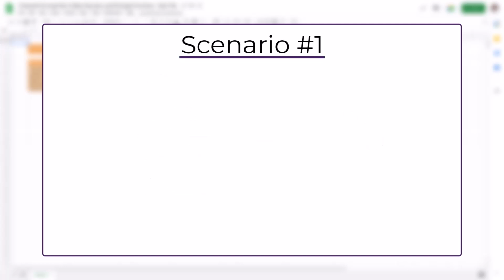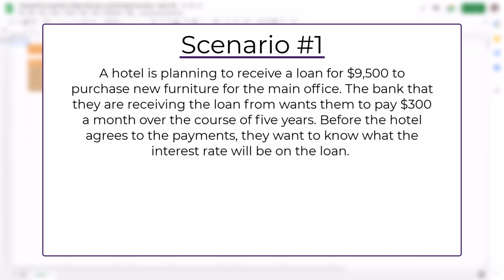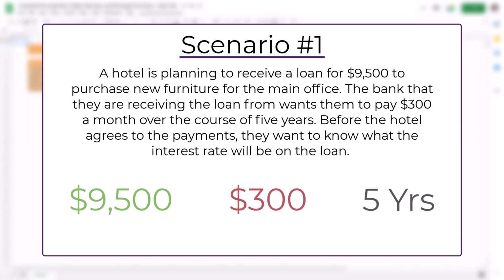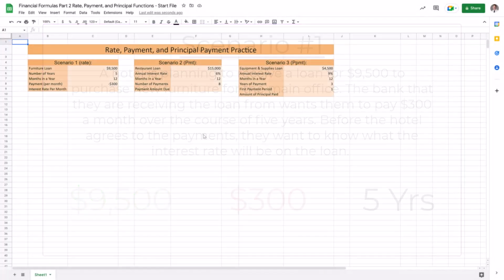Let's look at a scenario. A hotel is planning to receive a loan for $9,500 to purchase new furniture for the main office. The bank that they are receiving the loan from wants them to pay $300 a month over the course of 5 years. Before the hotel agrees to the payments, they want to know what the interest rate will be on the loan. We will use the rate function to find this percentage.